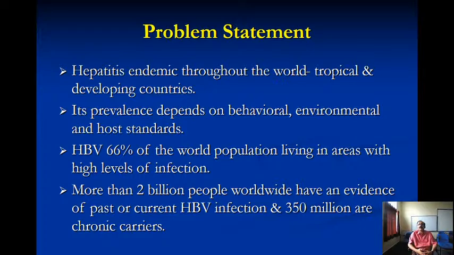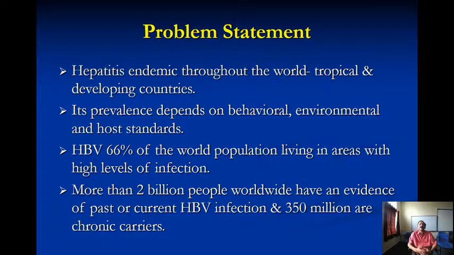It is endemic throughout the world, more in tropical and developing countries. Prevalence depends on behavior, environment and host standards. And you see, hepatitis A is more prevalent in the developing world. Hepatitis B is said to be more prevalent in the developed world, but the big but is, the reason why we don't talk about hepatitis B being so prevalent in the developing world is because possibly there are so many cases which are undetected.